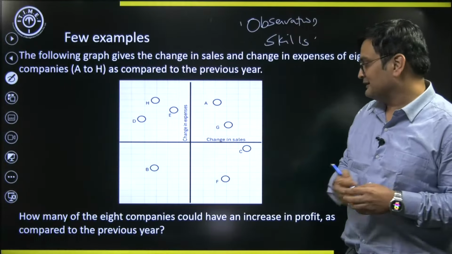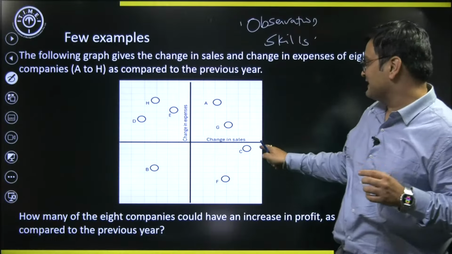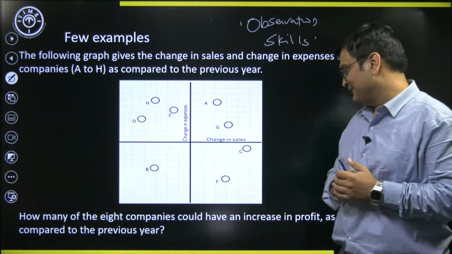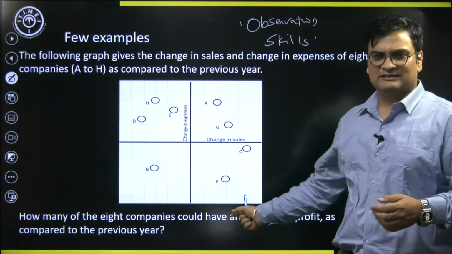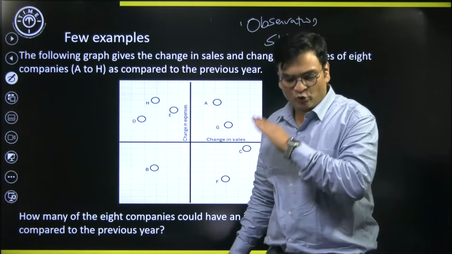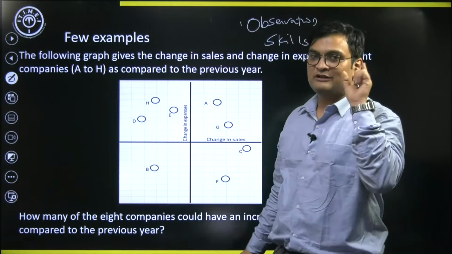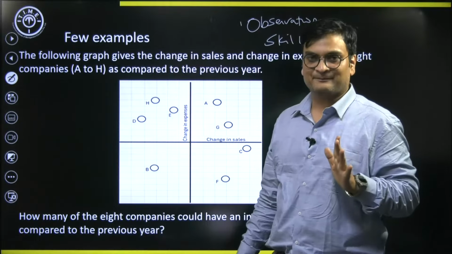Now for example, if you look at the question, it is asking you how many of these 8 companies, these circles represent the companies, how many of these 8 companies improved compared to the previous year. So this is a question which requires absolutely no calculations. This requires only one thing, which is observation.